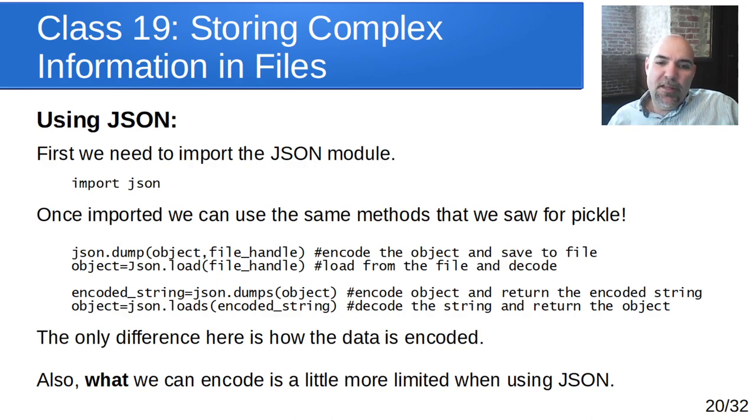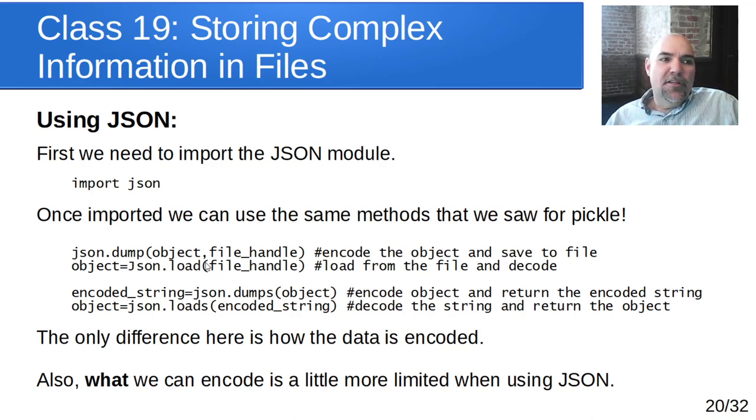Once it's imported, the way it was designed for the Python interface, it uses the same methods we had for pickle. So if we wrote our code using pickle, we can just replace that with JSON: json.dump, json.load, and the rest of it looks the same. The only difference is rather than saying pickle here, it says json. And it actually even works at the string level. So json.dumps dumps to a string, json.loads loads from a string. So the only difference in how we're using it is how the data is actually encoded.